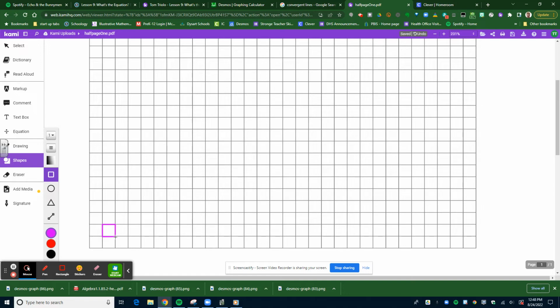We are going to make another square right next to that one. And you're going to make yours to the right. Okay. To the right. Another little square right next to that one.